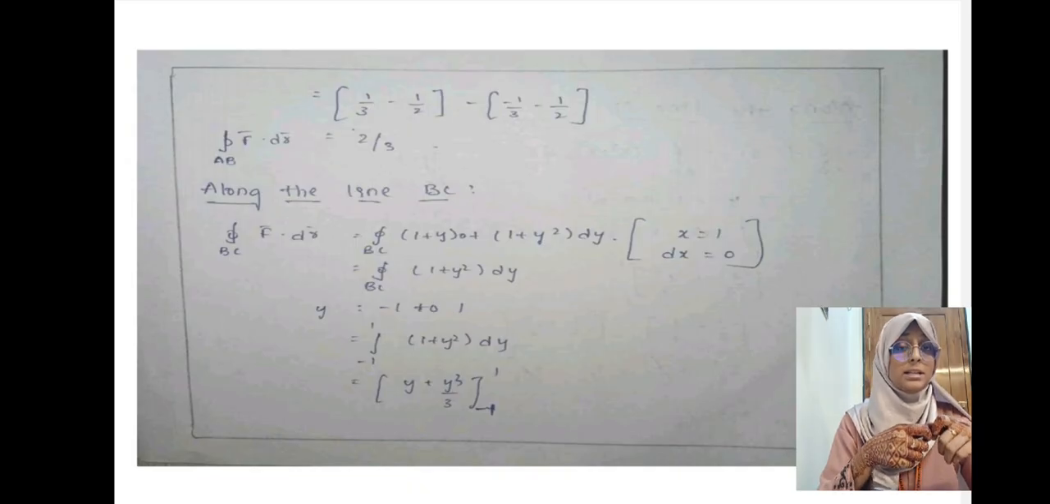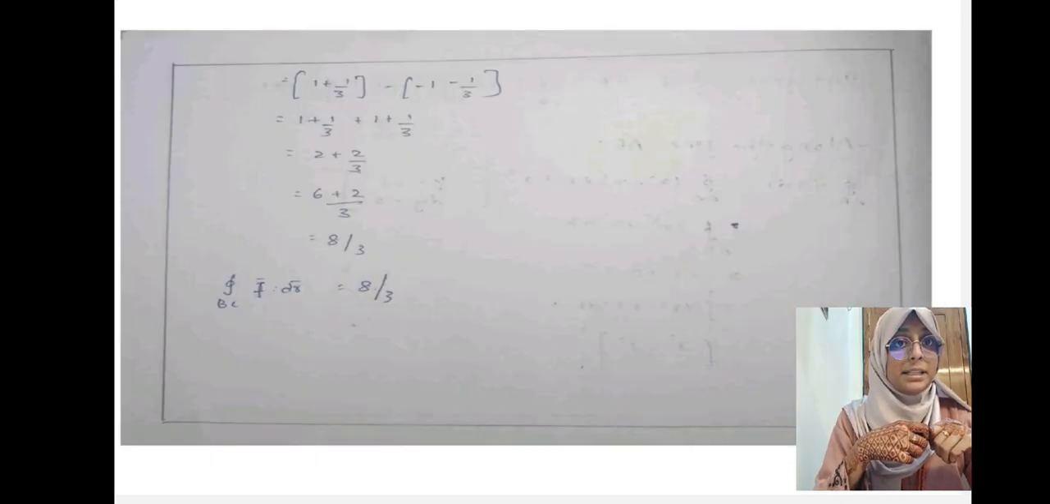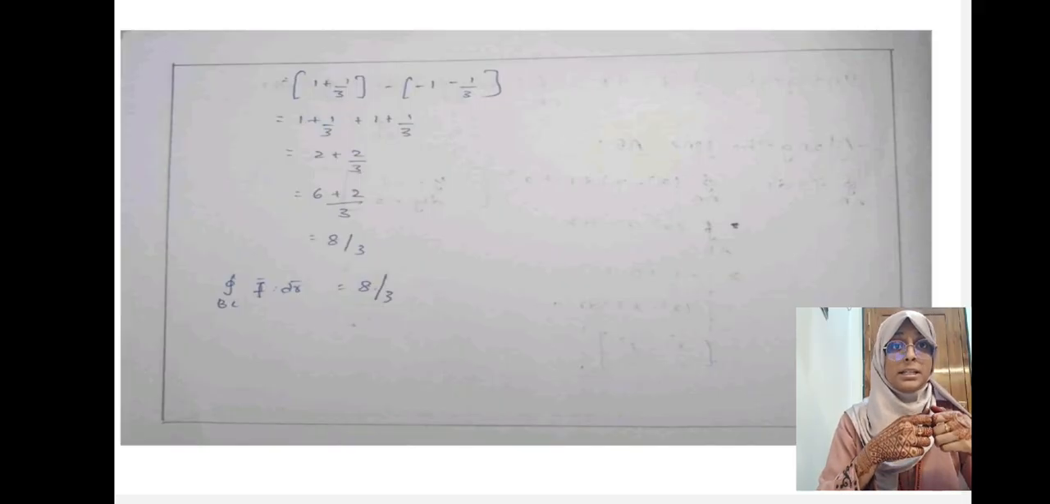Integral from minus 1 to 1 of (1 plus y square) into dy is y plus y cube by 3, from minus 1 to 1. Now 1 plus 1 by 3 minus minus 1 minus 1 by 3, which is 1 plus 1 by 3 plus 1 plus 1 by 3, 2 plus 2 by 3, 6 plus 2 by 3, 8 by 3. Integral BC of f bar into dr bar equals 8 by 3.